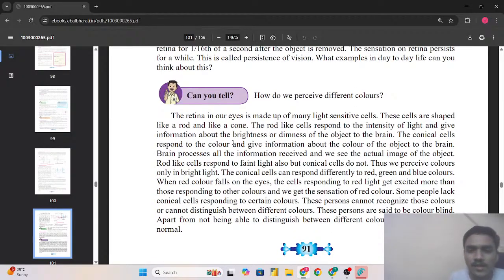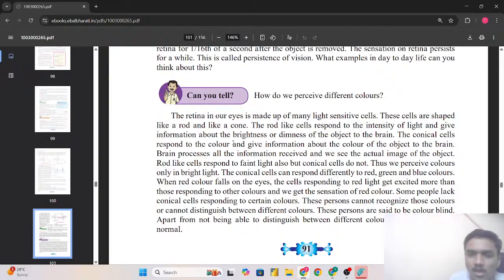The retina in our eyes is made up of many light sensitive cells. These cells are shaped like a rod and like a cone. So जो light sensitive cells होते हैं retina में, they are shaped like a rod or a cone. The rod-like cells respond to the intensity of the light and give information about the brightness or dimness of the object to the brain. Conical cells respond to the color and give information about the color of the object to the brain.